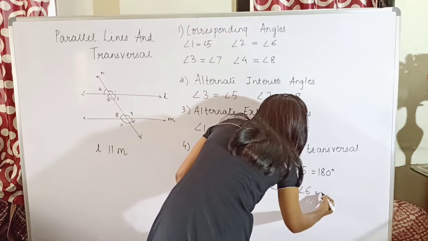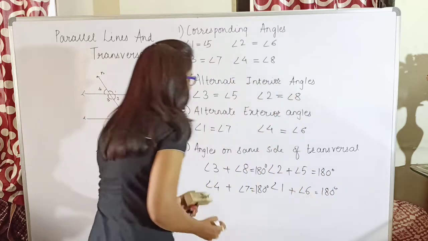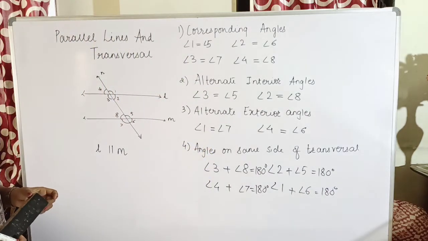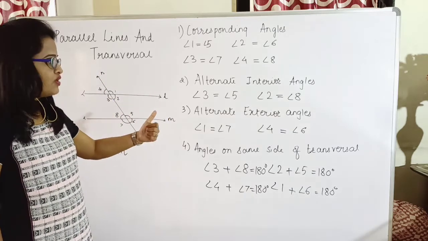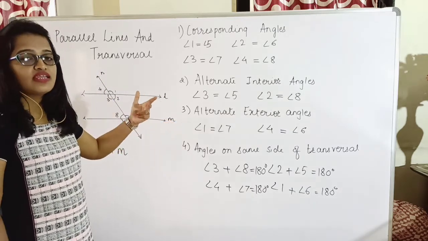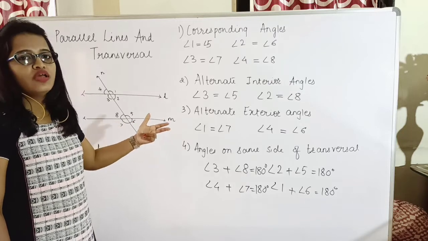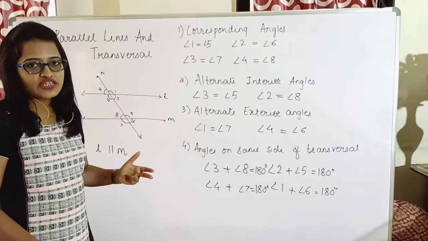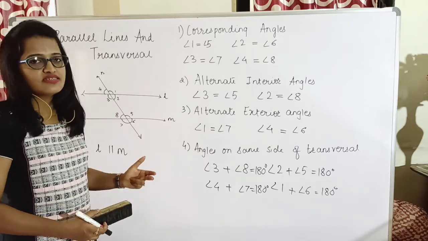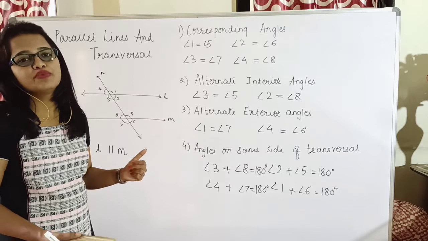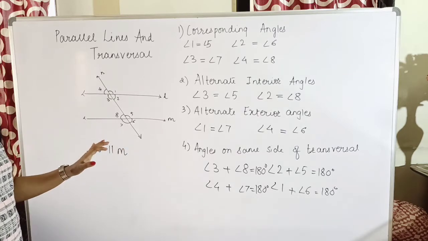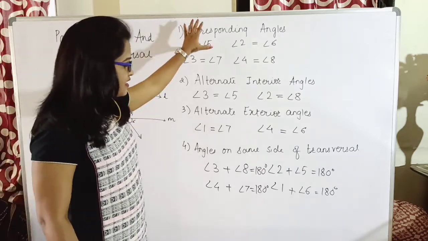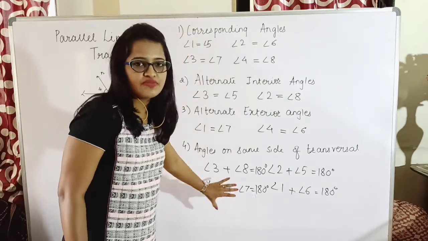So what can we summarize from this? We can say if two parallel lines are intersected by a transversal, the corresponding angles are equal, the alternate interior angles are equal, the alternate exterior angles are equal, and the sum of the angles on the same side of transversal, the interior angles and the exterior angles, is supplementary. So what could be its inverse? Meaning, when the lines are parallel, then all of these relations are present between the angles.